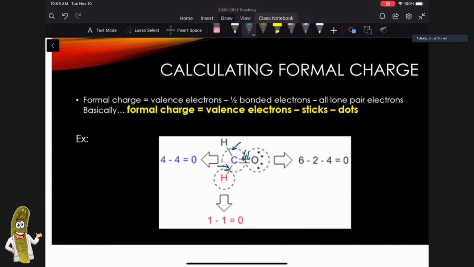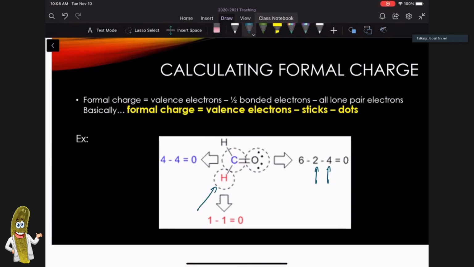In terms of hydrogen, you would find that its valence number is 1. It only has one bond happening here, and that's in between the carbon and the hydrogen, and so 1 minus 1 is 0. Oxygen gets a little bit more confusing. You have 4 dots, you have 2 bonds, and you know the number of valence electrons oxygen has is 6. And so 6 minus 2 minus 4 is equal to 0.